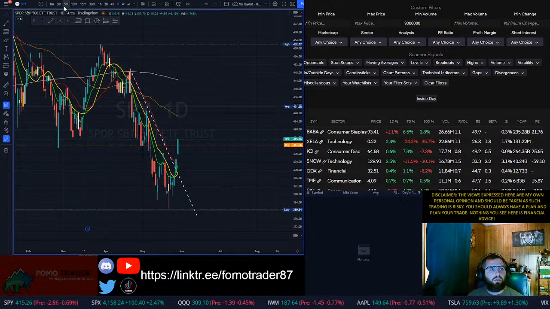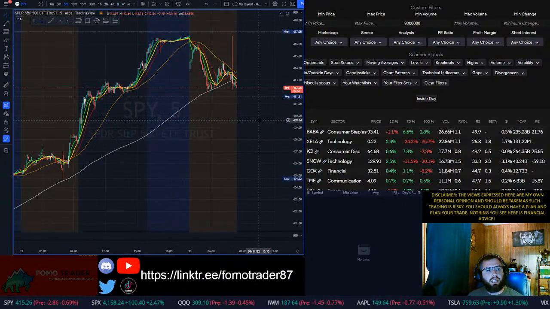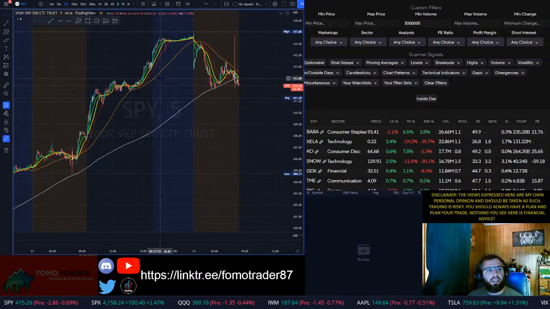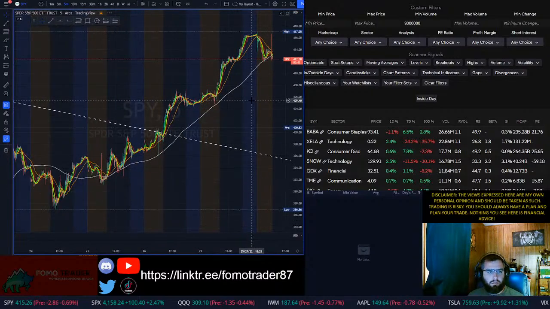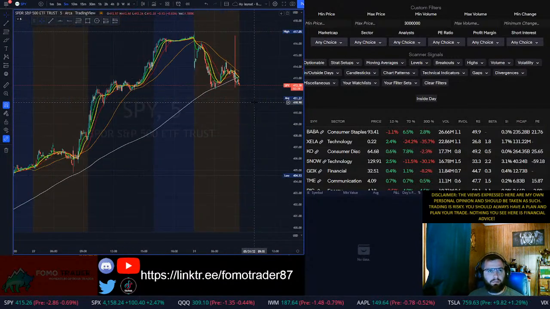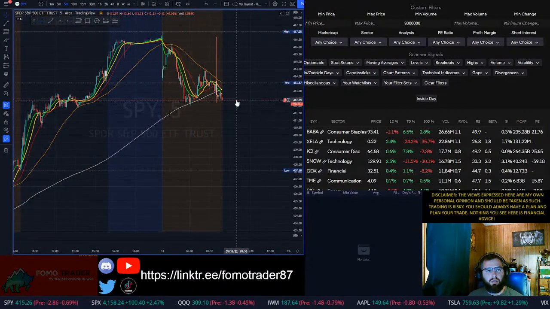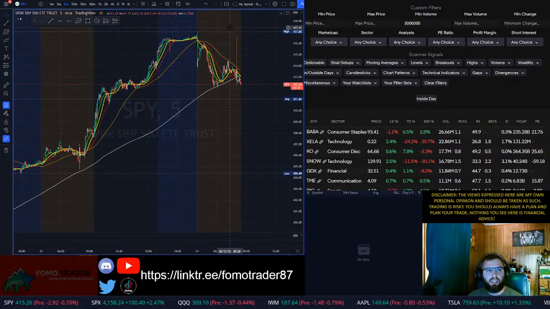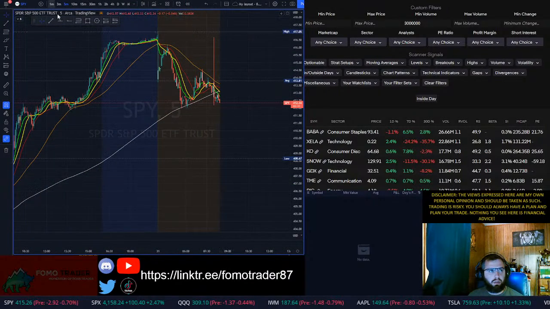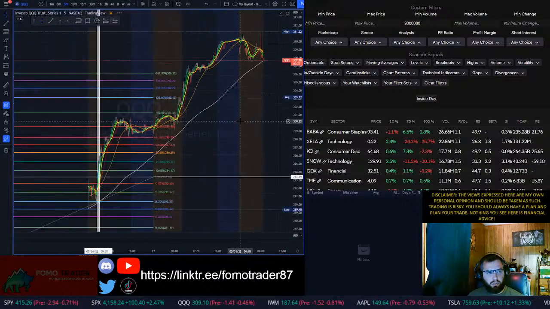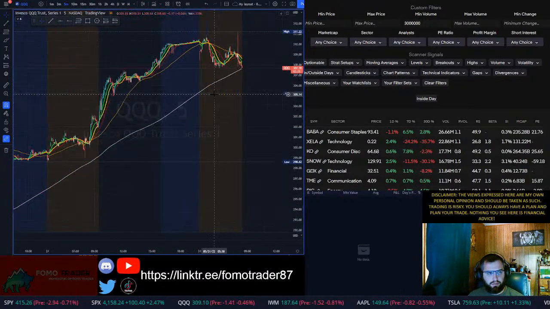So let's look at SPY. We had a little bit of a gap up after close on Friday, and then we gapped back down this morning. Right now, the price on the 5-minute time frame is sitting around the 200 MA. With SPY, and if we look at QQQ, they're basically mimicking each other.